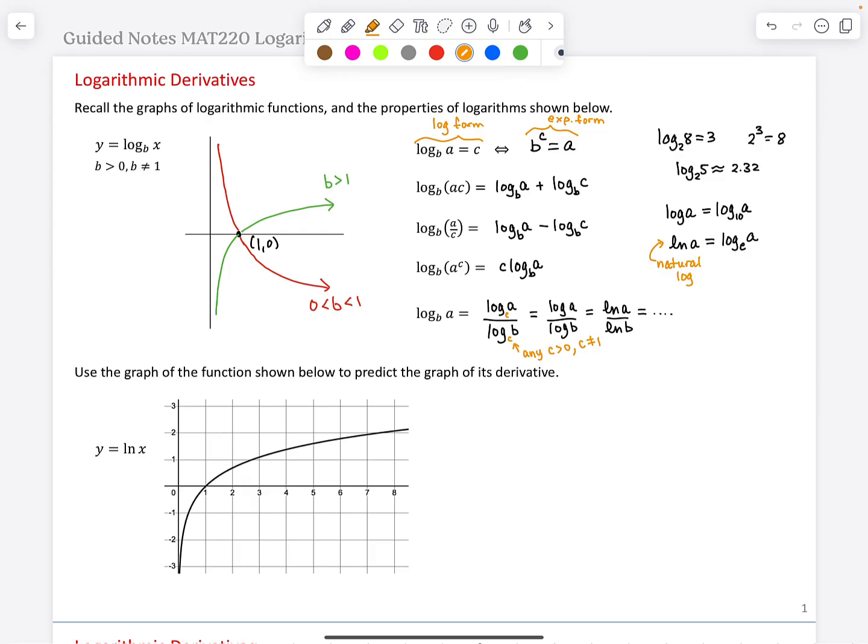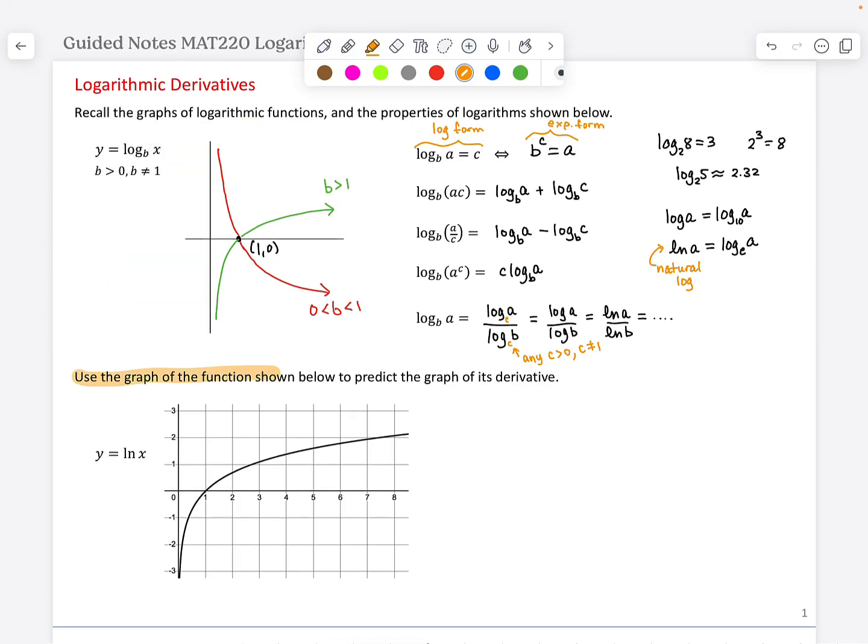Furthermore, recall that if you have a logarithm, its argument, which in this case is x, must also be positive. The domain of a logarithmic function is only positive inputs. This is why we only see graphs in the first and fourth quadrants. There are no points over here in the second and third quadrants.